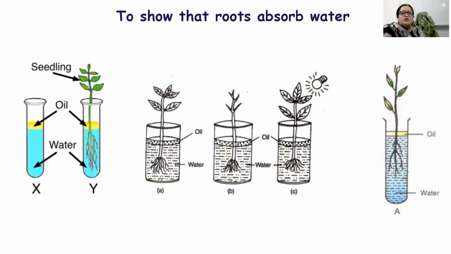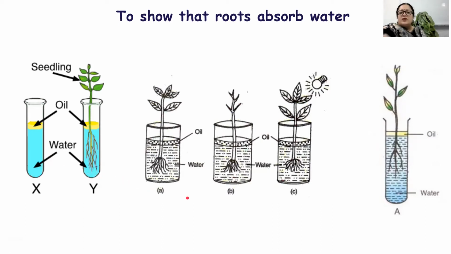This happens because the leaves of the seedling are continuously losing water by transpiration, and the roots are continuously absorbing water to compensate for the lost water. Due to this, the level of water falls down. But in test tube X, nothing happens. There is no evaporative loss of water from the surface because of the layer of oil. So the test tube X acts as a control setup.